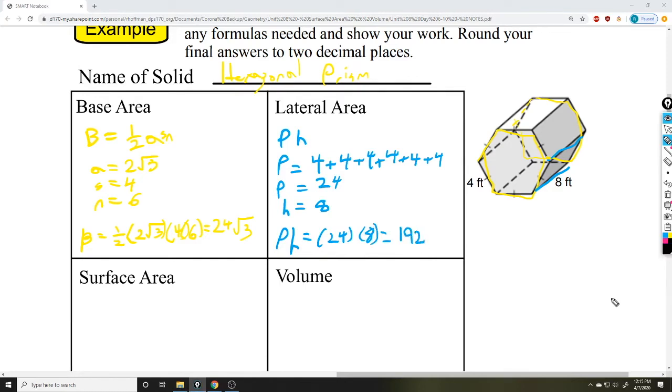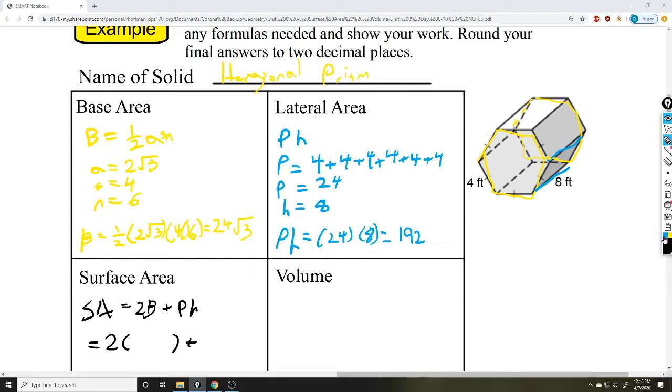So I suggest doing this separately in this way, especially the area of the base, because you're going to use them whether you're looking at surface area or volume. Here's the good news. We've done the hard part. So now all we need to do to get surface area and volume is to just plug our numbers in that we found up here.